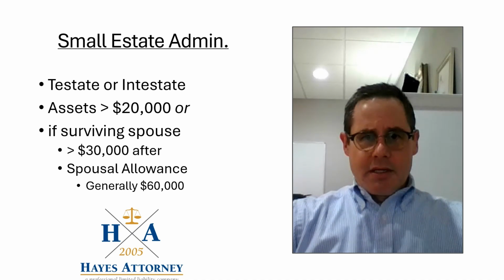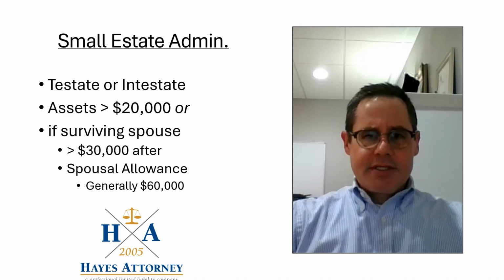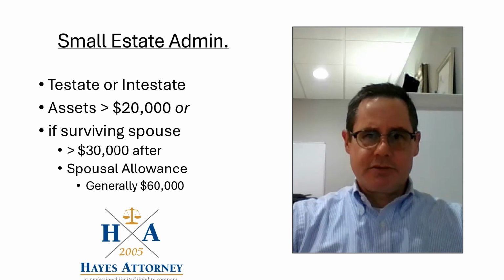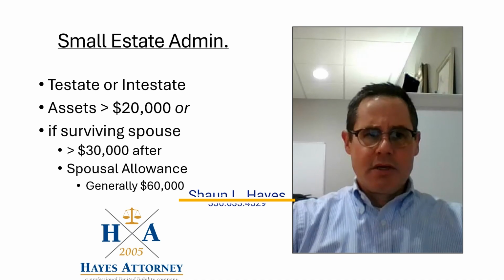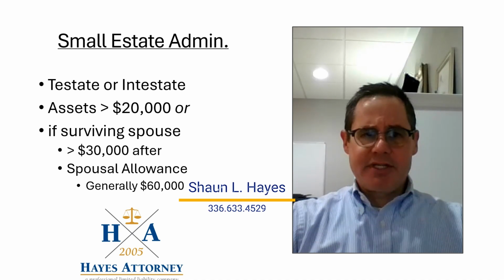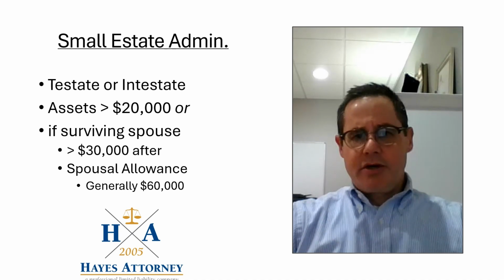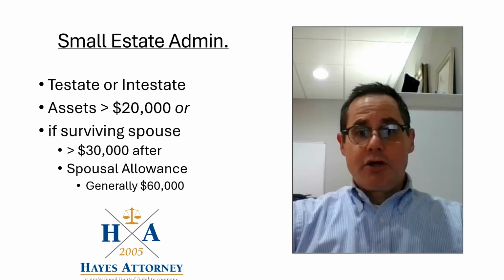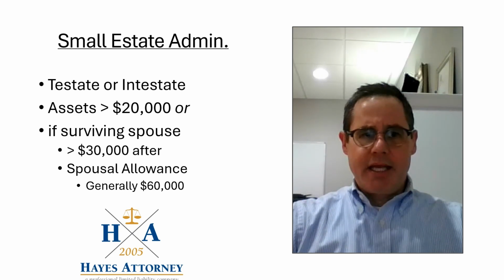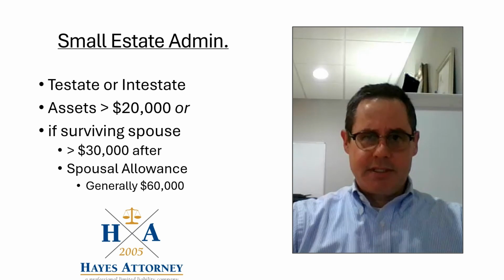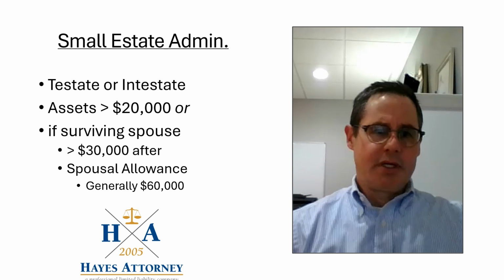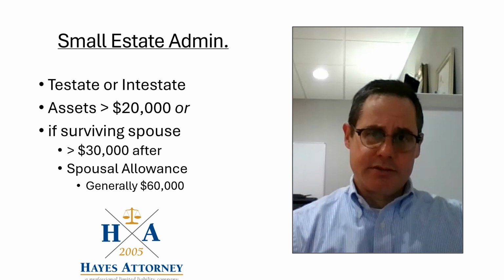So in order to do that, generally speaking, the assets of the estate must be less than $20,000 in total. Or if the surviving spouse is the only heir of the estate, the total assets can be less than $30,000, including after a spousal allowance is distributed to the surviving spouse.